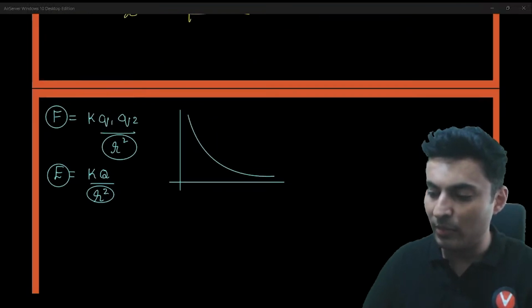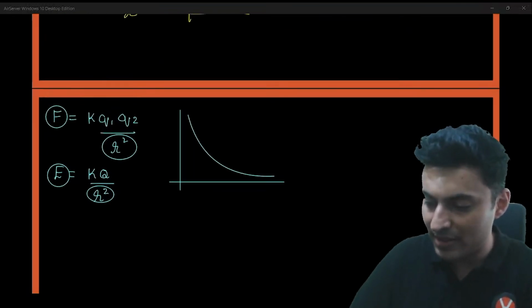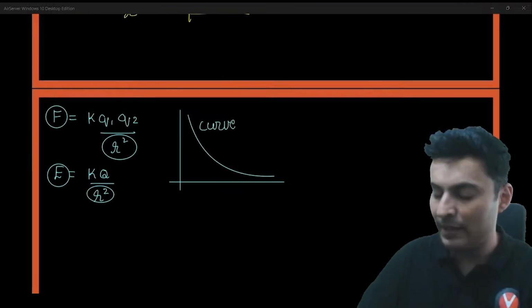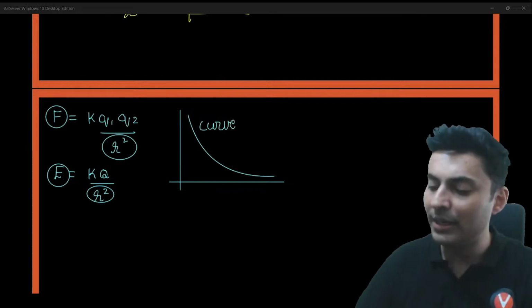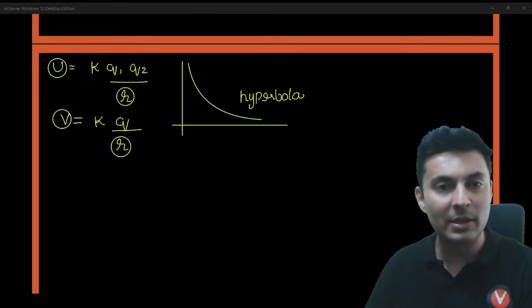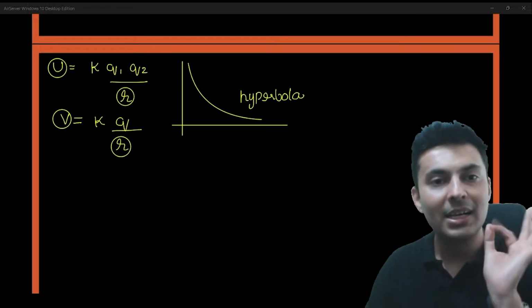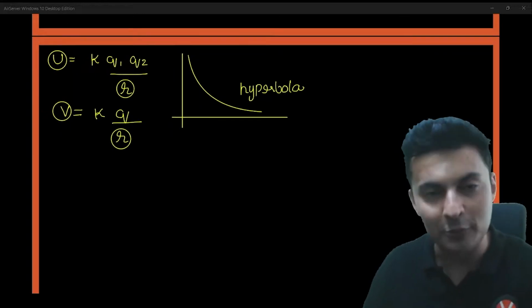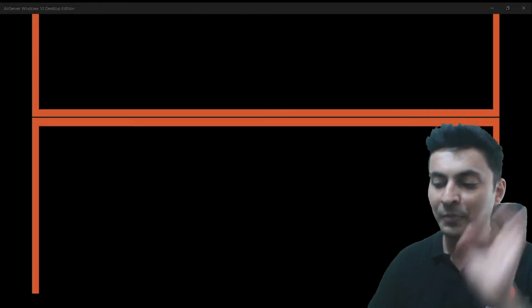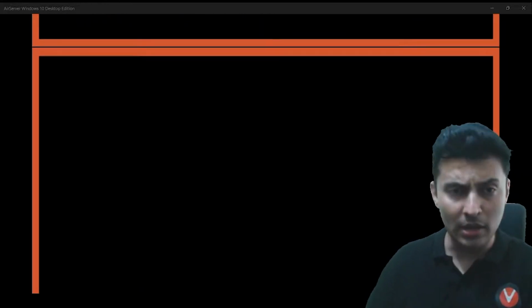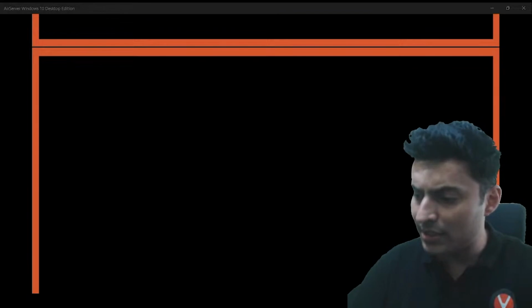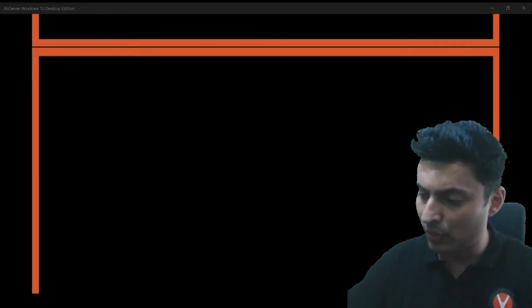So this was a normal curve. In the first case, this was some random curve. It is a curve, but it is not a hyperbola. In the next case, when it is inversely proportional to R, it came out to be a hyperbola. Very good. Congratulations. Now, next important graph which you must know.